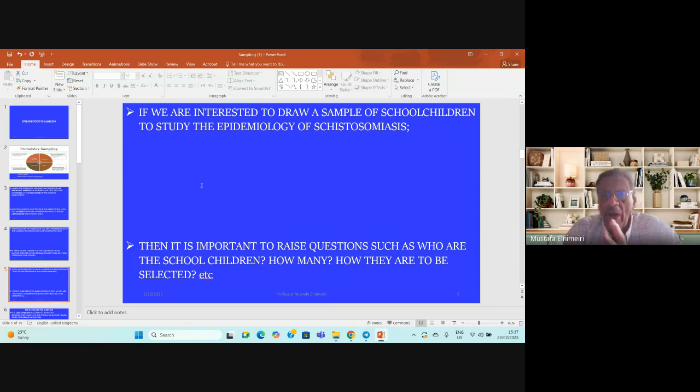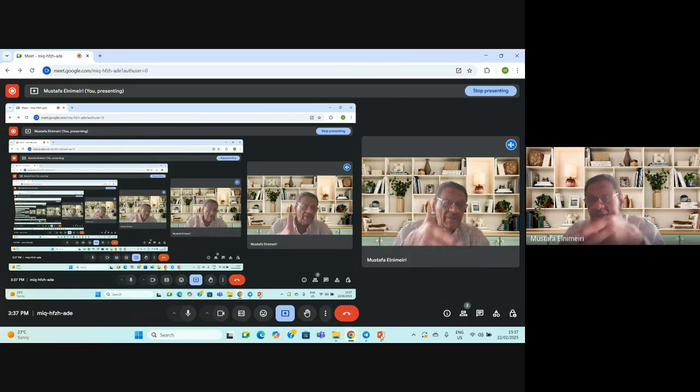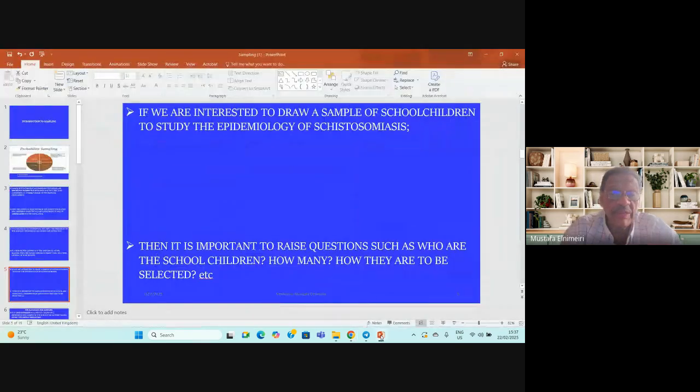If we are interested in drawing a sample of school children, for example, to study the epidemiological pattern of schistosomiasis, then it is important to raise questions such as who the school children are, how many of them, how they are to be selected, the total number, and how they are distributed. If there are strata, for example, in primary school, we have first year, second year, up to 6 or 7 or 8 years, or whatever it is. So there are strata. So we have to take care that when the parent population is stratified, the sample should also be stratified so that it can be representative of the parent population.